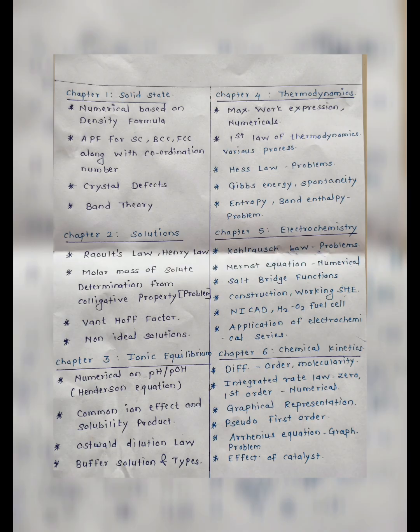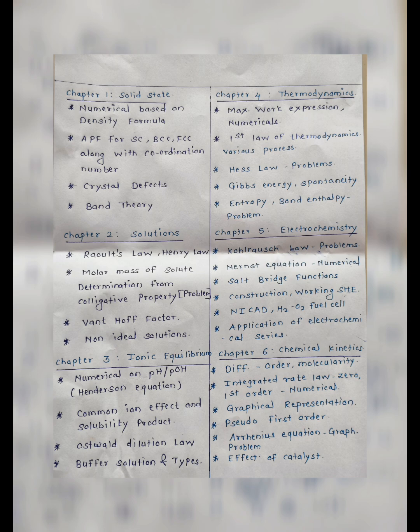Next chapter is thermodynamics, where the maximum work expression is very important. On that particular formula or derivation, numericals may be asked. First law of thermodynamics for various processes, that is, adiabatic, isothermal, isochoric process, is very important. Hess's law statement as well as problems on the Hess's law formula are important.